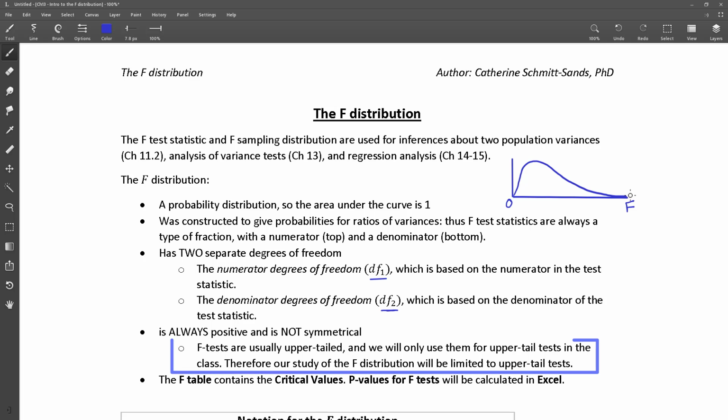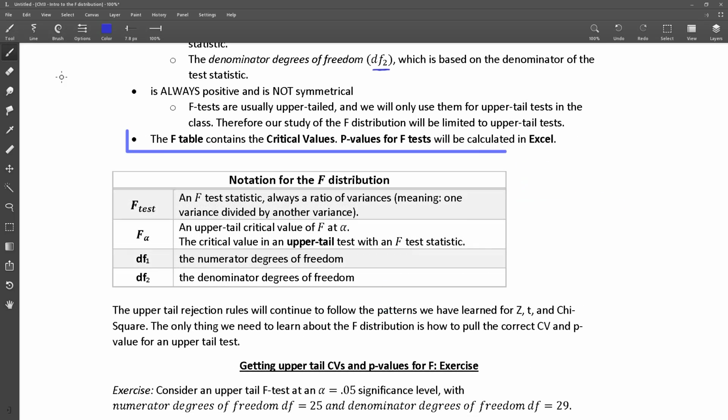F tests are usually upper-tailed, and we are only going to use them for upper-tailed tests in this class. Therefore, our study of the F distribution will be limited to upper-tailed tests on this handout. For upper-tailed tests, you need upper-tail critical values and you need upper-tail p-values. Where do they come from for the F distribution? The F table contains the upper-tail critical values. P-values for F tests will be calculated in Excel.